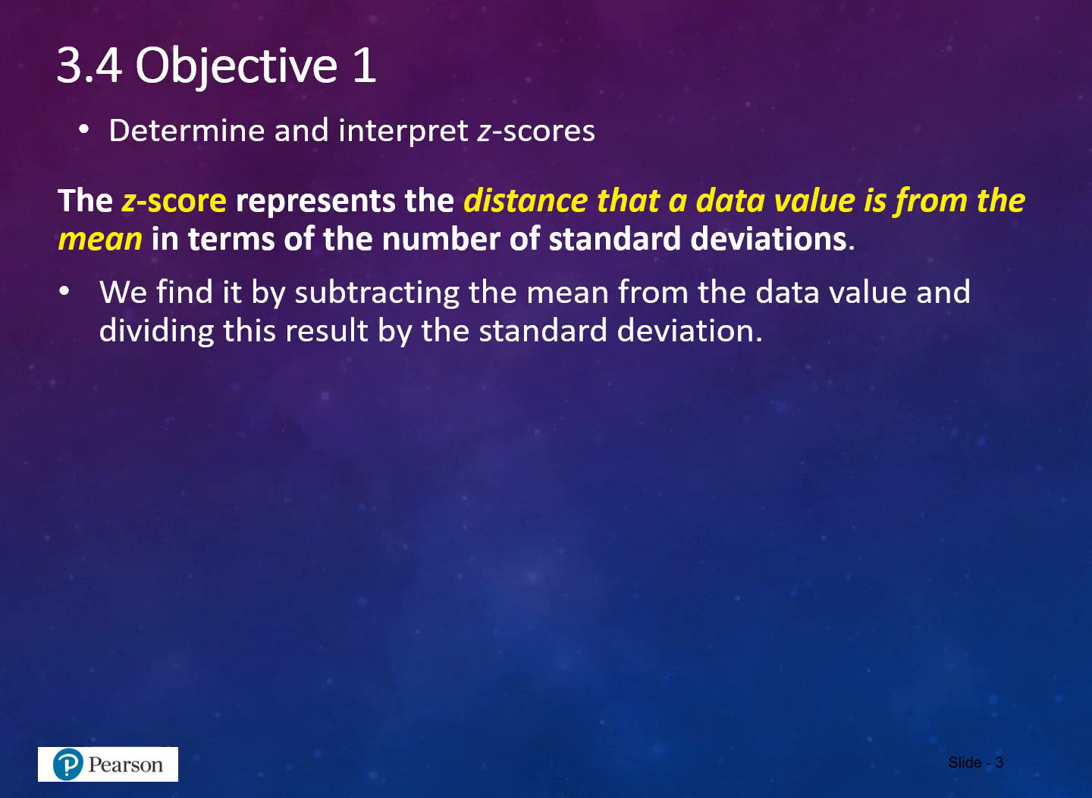Our first objective is to determine and interpret z-scores. A z-score represents the distance that the data value is from the mean or the average in terms of the number of standard deviations. We find it by subtracting the mean from the data value and dividing this result by the standard deviation.